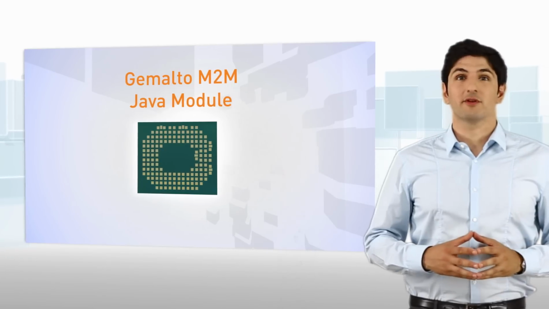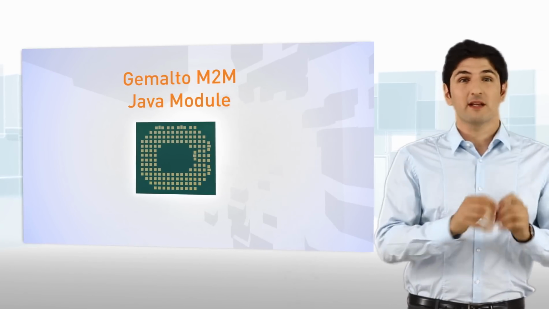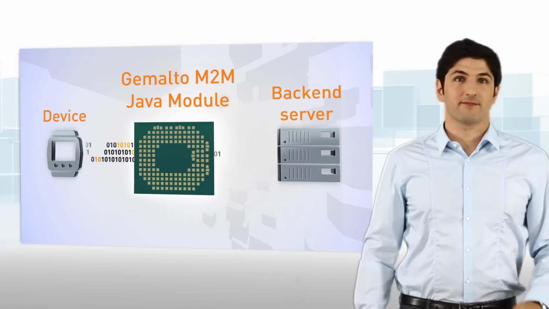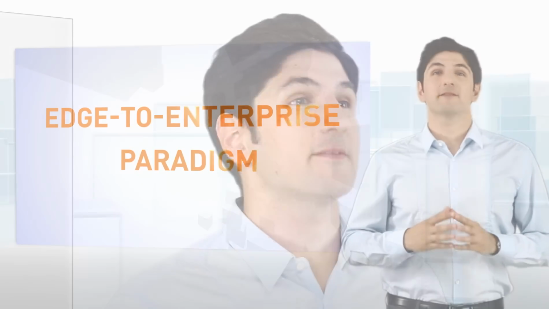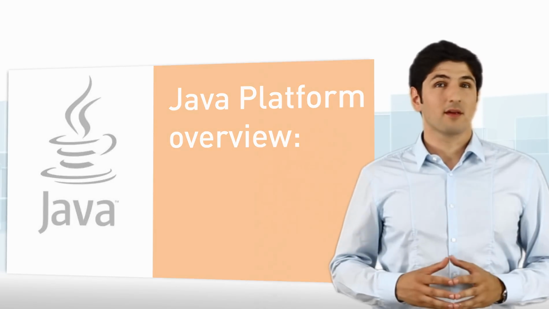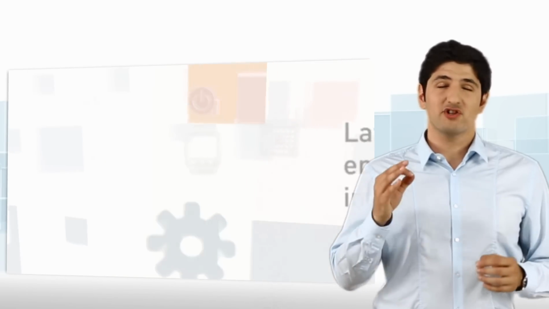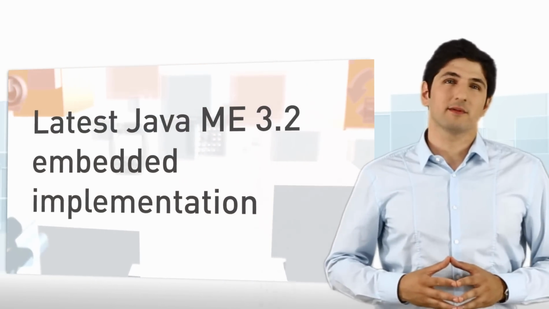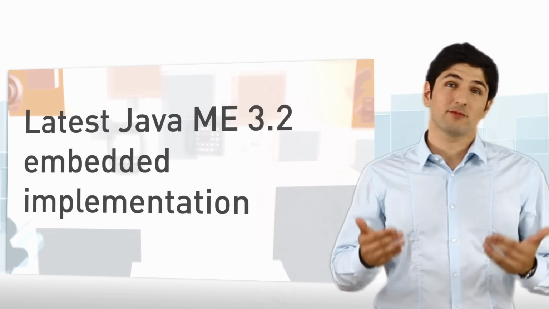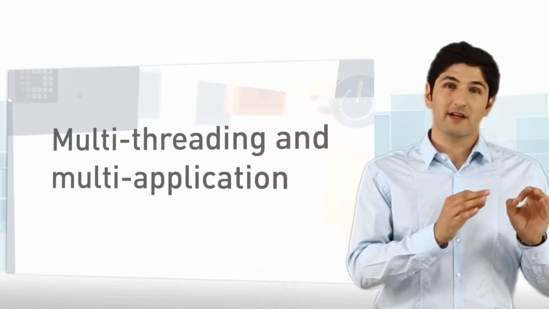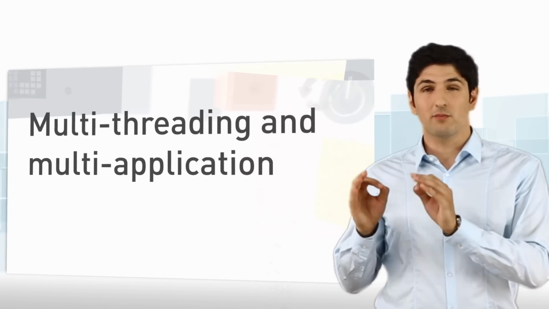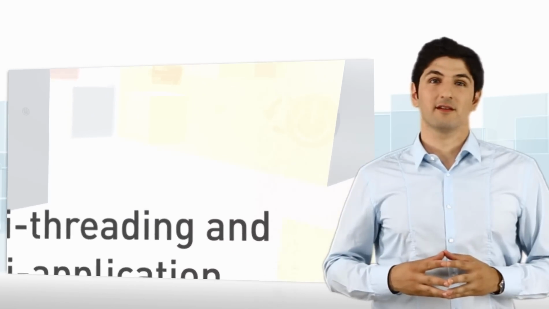In this way, Gemalto Java-enabled M2M modules become a hub between the device and the backend. This is what we call the edge-to-enterprise paradigm. This new Java platform includes the latest Java ME 3.2 embedded implementation, which is compatible with previous Java modules. With multi-threading and multi-application, you're more flexible than ever.